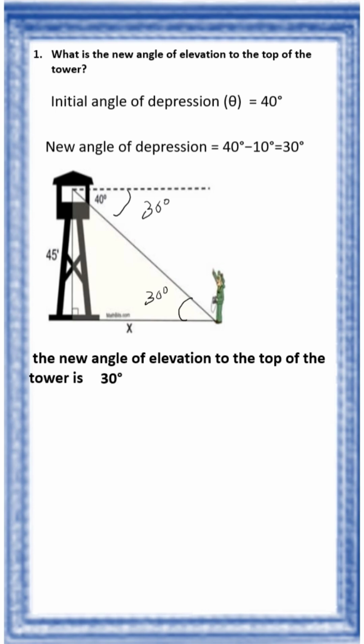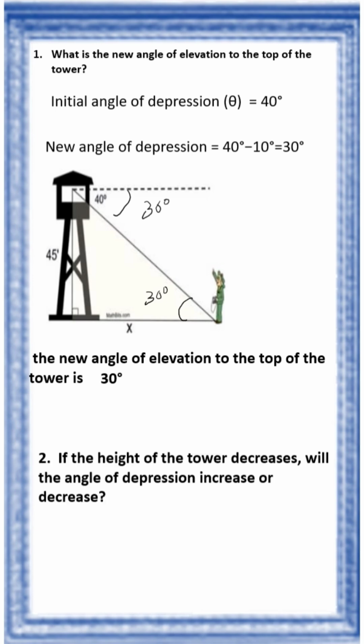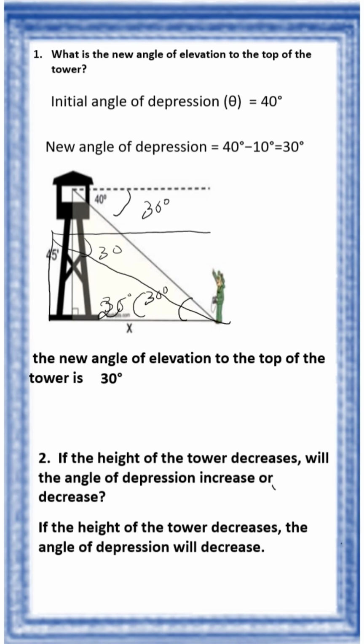If the height of the tower decreases, will the angle of depression increase or decrease? If it is this much height, this is the angle of depression now. It decreases, isn't it? The angle of elevation also decreases. It will be lesser than 30 degree, somewhat 25 degree and so on. So, if the height of the tower decreases, the angle of depression will decrease.